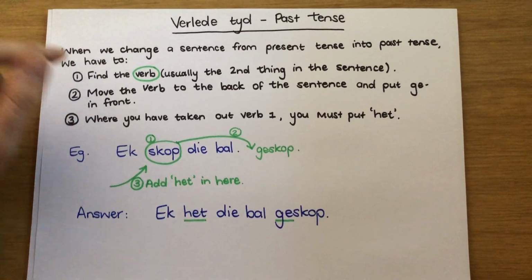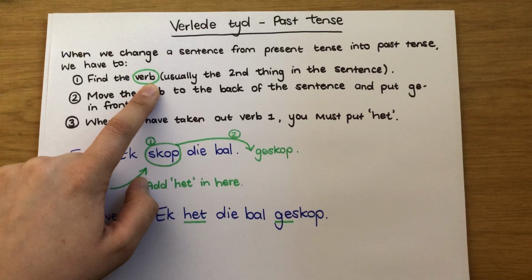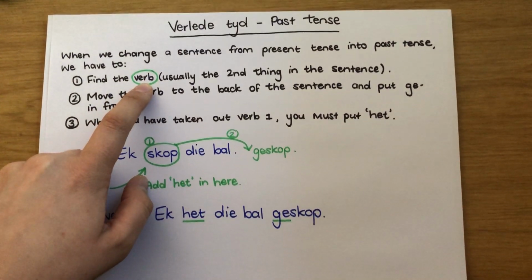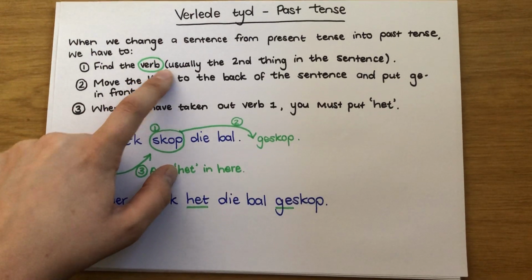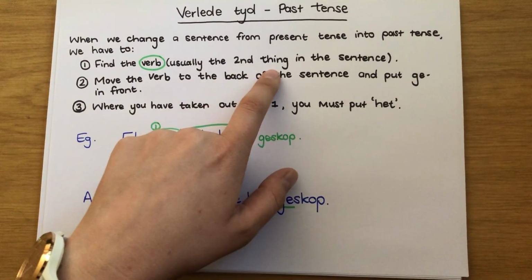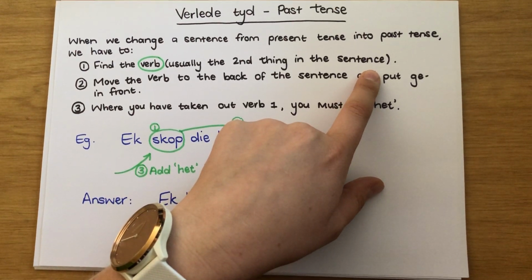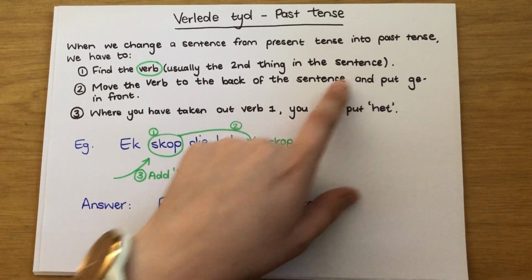Step number 1, we have to find the verb. So if you can find the verb in the sentence, then you can do past tense. The verb is usually the second thing in the sentence. Not always the second word, it's the second thing.